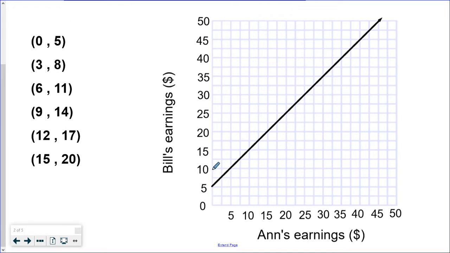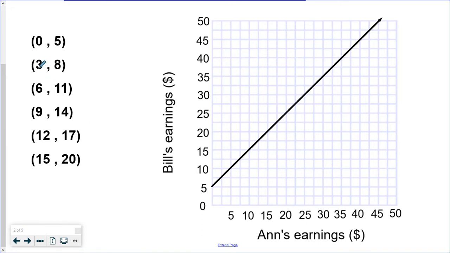Skip a line, $10. Skip a line, $12. Or $15, excuse me. Okay? So if we were to graph this, so 0, 5. So we have here. So when Ann's money is at 0, Bill's is at 5 right there.